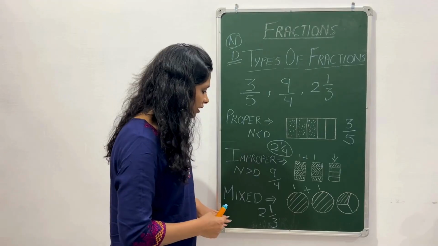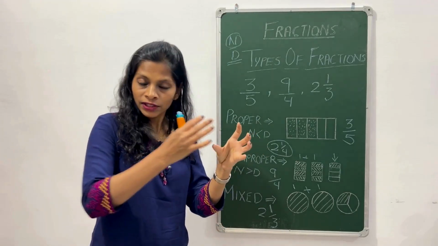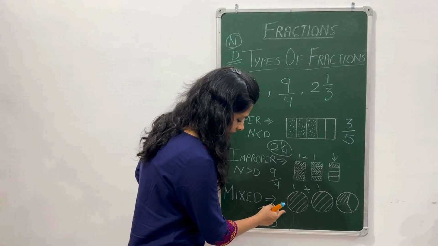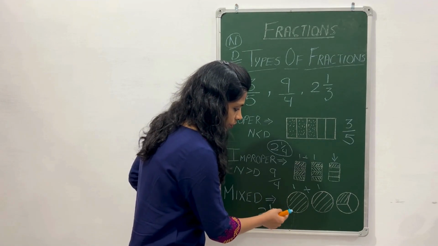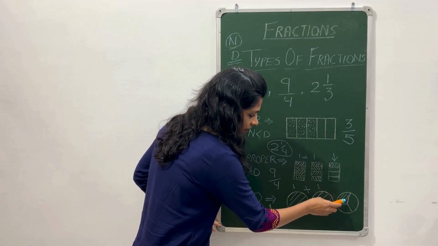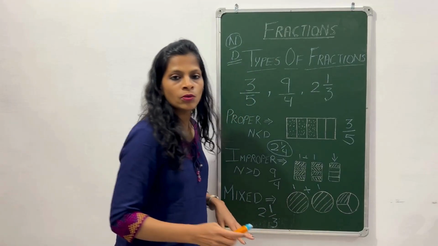What is a mixed fraction? If I write the whole and the fractional part separately, that is called a mixed fraction. Like in this example we did, which is 2 wholes and a 1/3. Because I had 2 wholes and this portion would be represented as 1/3.